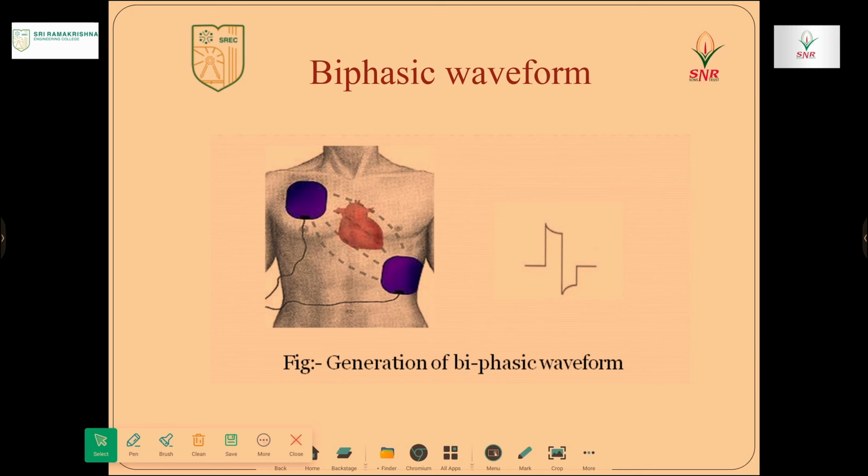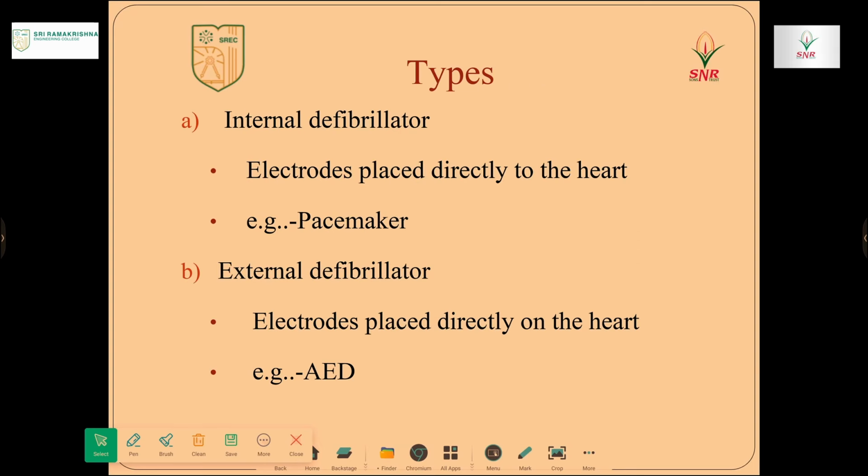So we can provide two different electrodes, one at the anterior and one at the apex region. With the help of that we will get a biphasic waveform. There are two different types of defibrillators: internal defibrillators and external defibrillators.